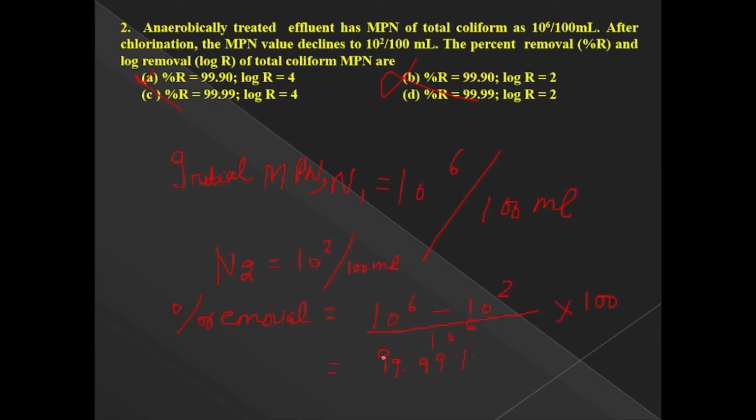The log removal is equal to log of N1 by N2, and after calculation I found the value as 4. So our option C is the correct option. This was our question number 2. Please note it down.